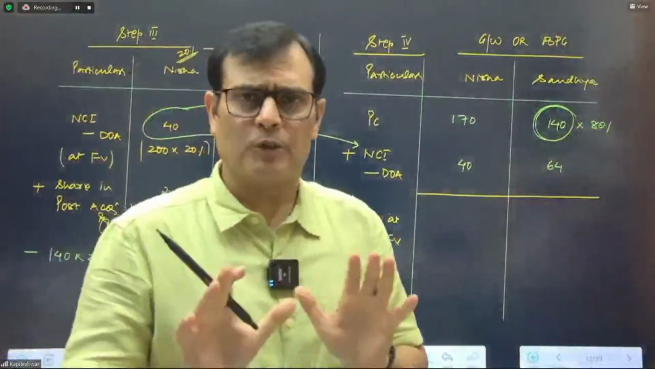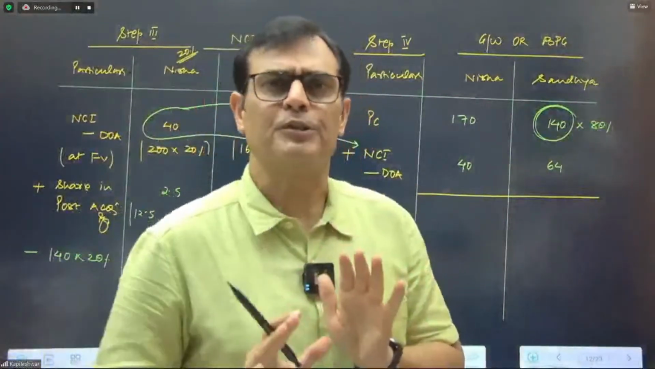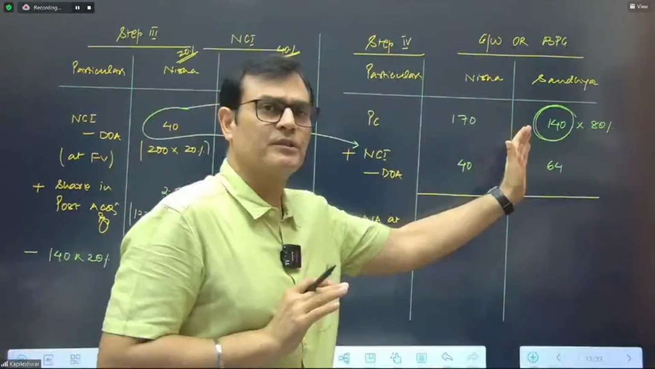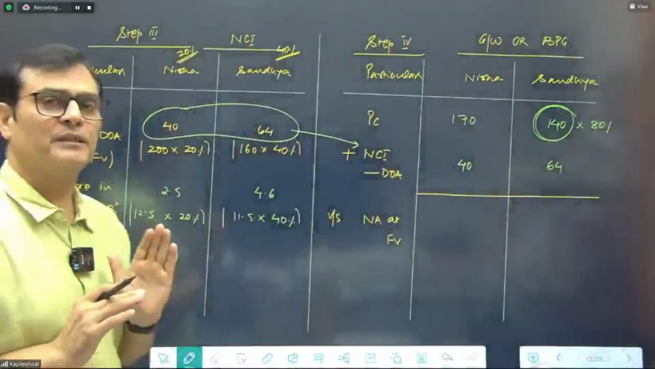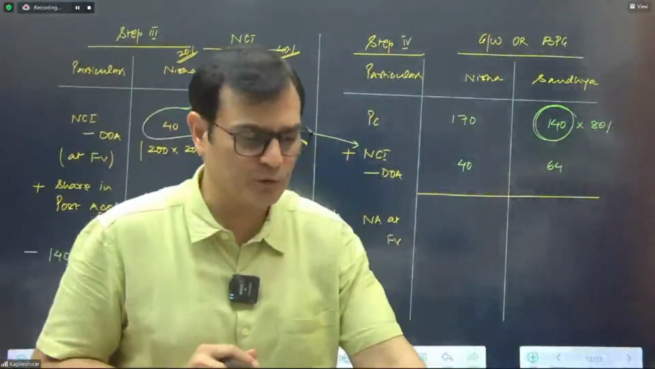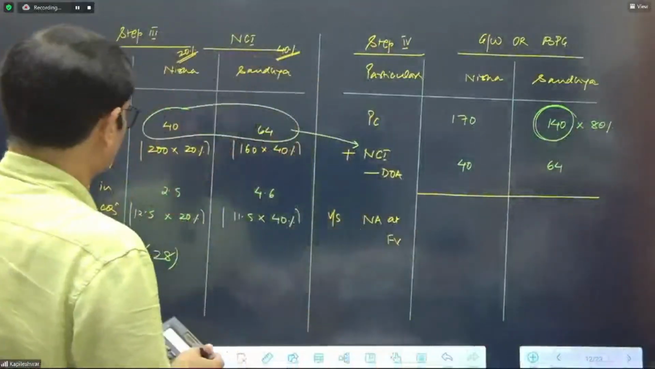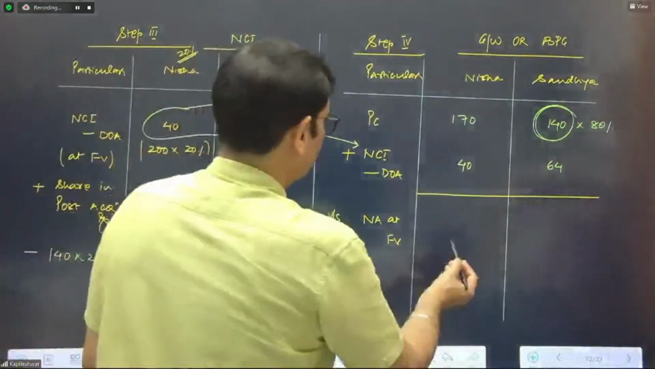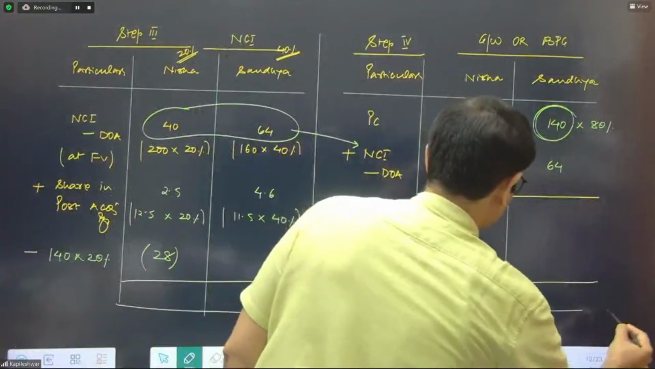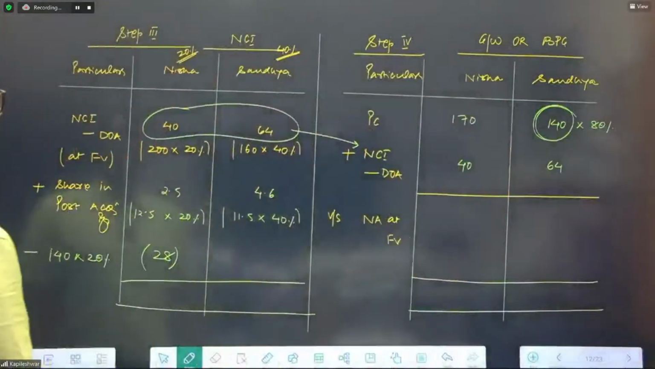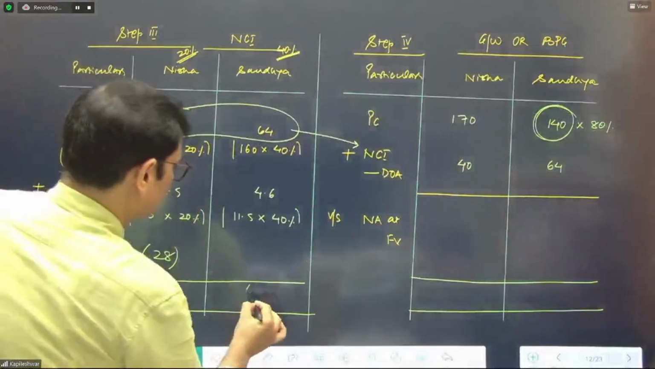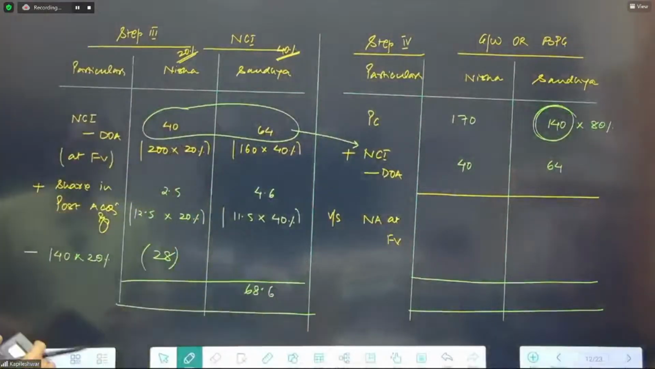Now you would say, why? Don't worry, let me close the calculations, then I'll explain in detail why 20% of this is being reduced from the NCI. No worries, I'm going to do that. So let me just close the calculations now. We get the NCI, and you need to compare it with the net assets to calculate the amount of goodwill or bargain purchase gain. So this is coming to 68.6.